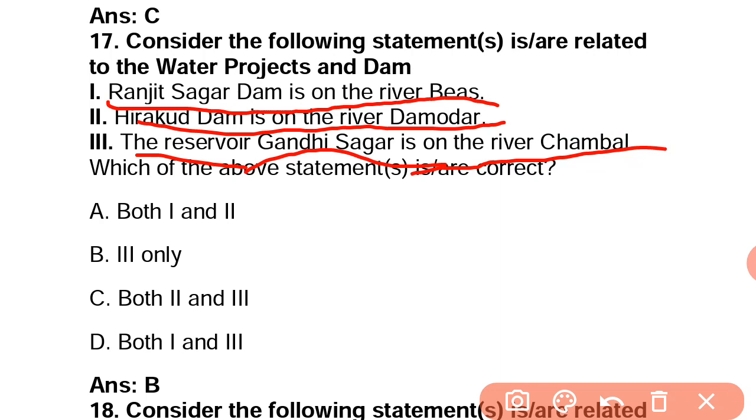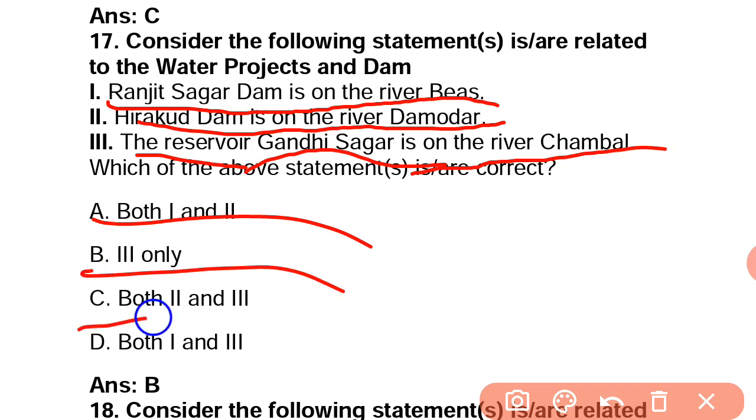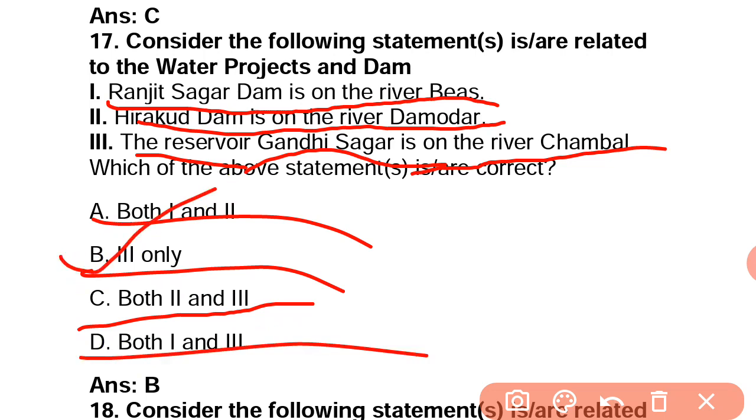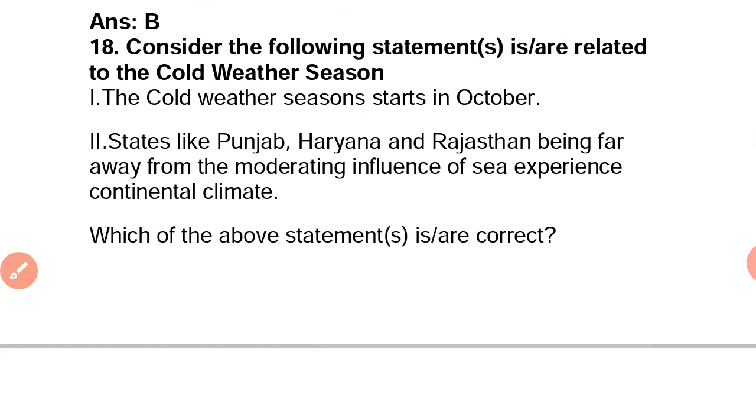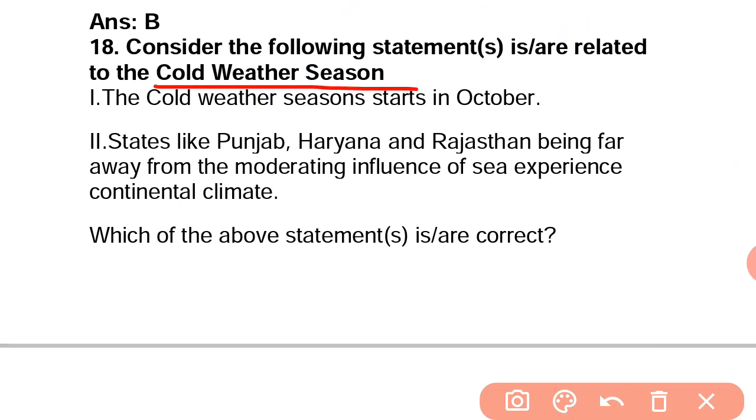Which of the above statements is or are correct? Option A, both I and II. Option B, only III. Option C, both II and III. Option D, both I and III. Right answer is option B, only III. Next question.